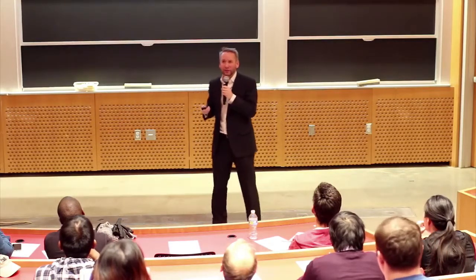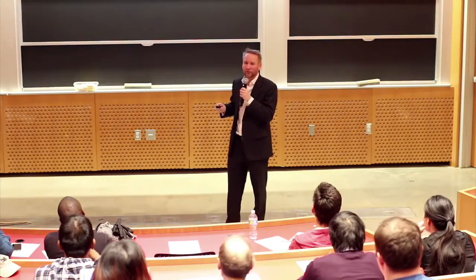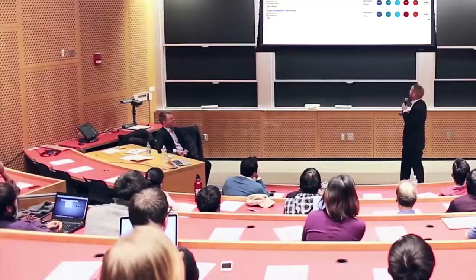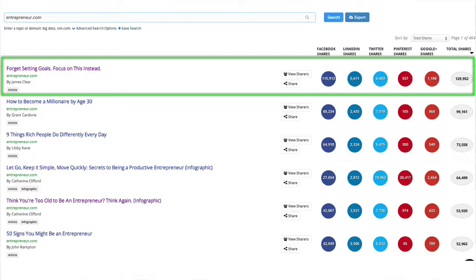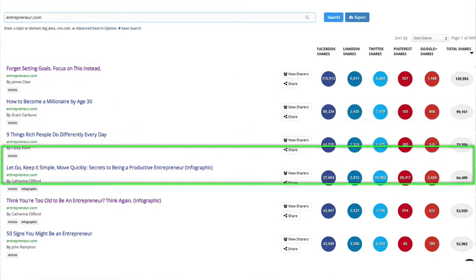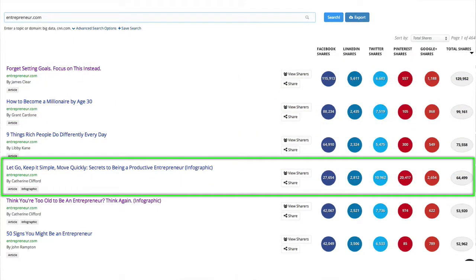So what I'm looking out for now is a little bit of confirmation of that. So we go over to this slide again, go down to this one here. So that's 2 out of the top 4 there that are based around productivity. So let go, keep it simple, move quickly, secrets to being a productive entrepreneur.